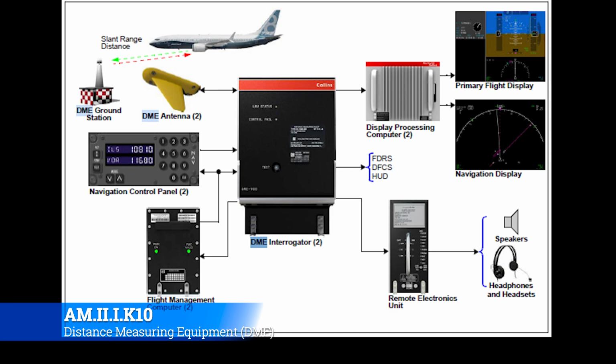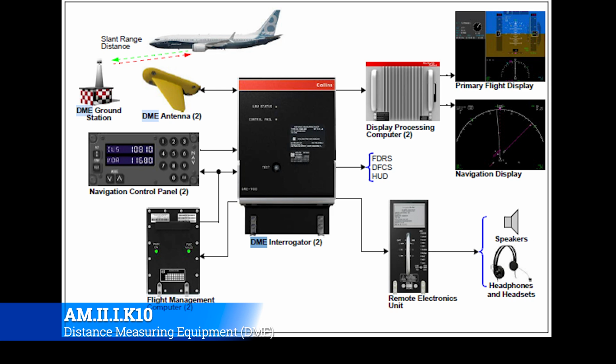It's made by Collins. It's placed on the E-rack, depending on the configuration. I thought about actually putting up the E-rack and going through all the different boxes and where they're at. But the reality is that different carriers, different configurations, and different models of airplanes will have a bunch of different setups, so we don't want to waste any time. So the DME integrator is the heart and soul of the DME system. The navigation control panel controls it.